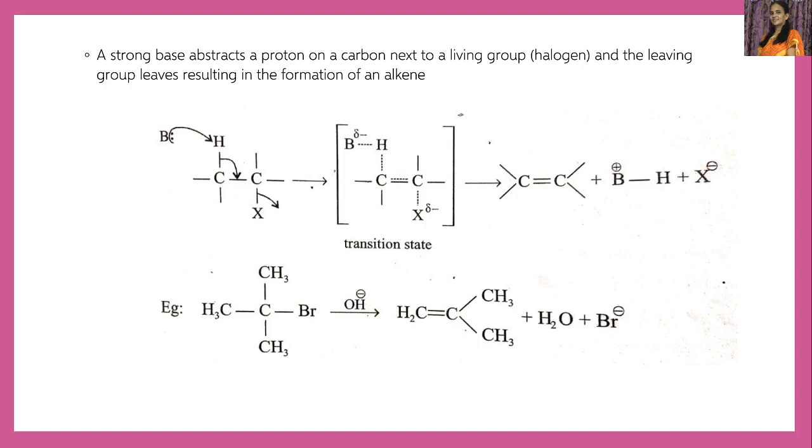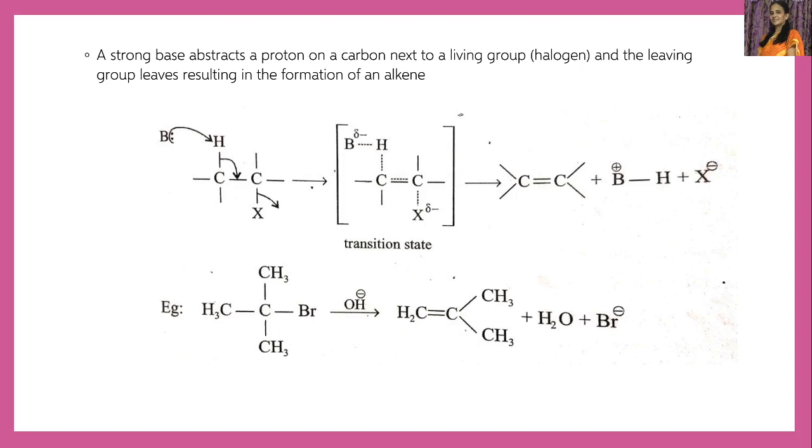So this is a single step mechanism, we see. In this, what happens, from the alkyl halide, a base abstracts a proton. It abstracts a proton on a carbon next to the leaving group. So this is the leaving group. This is attached to this carbon. So the next carbon is this carbon. From this carbon, a hydrogen atom is abstracted by a base. Then we will get a transition state like this.